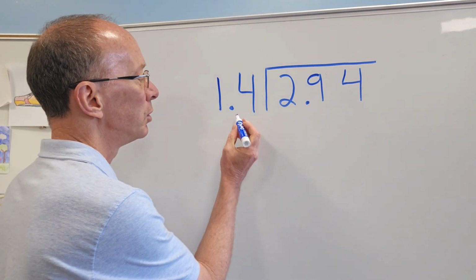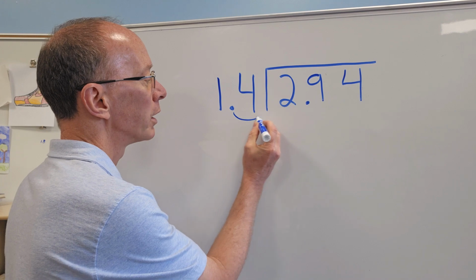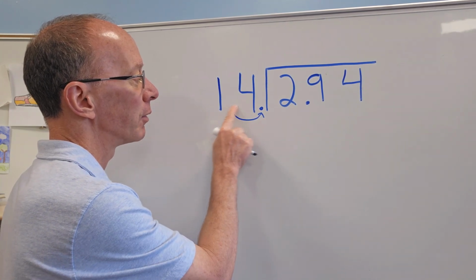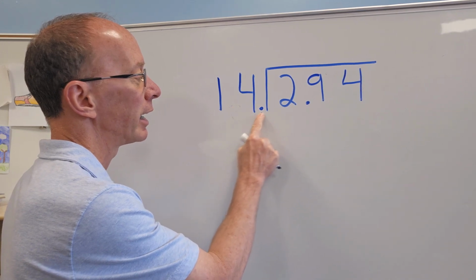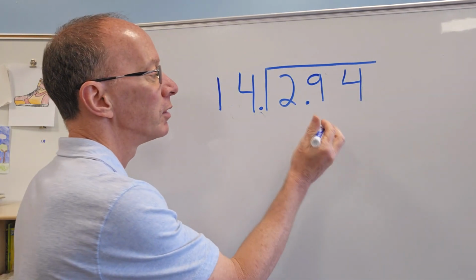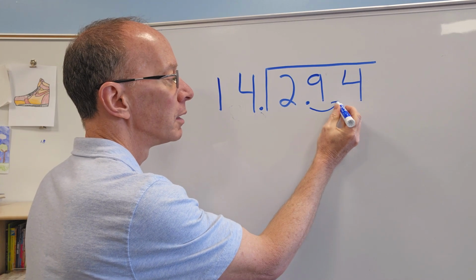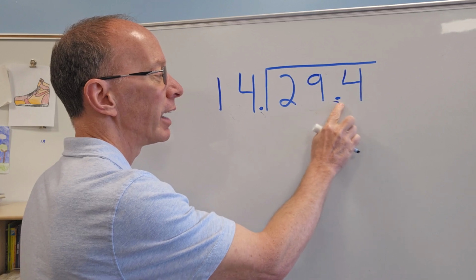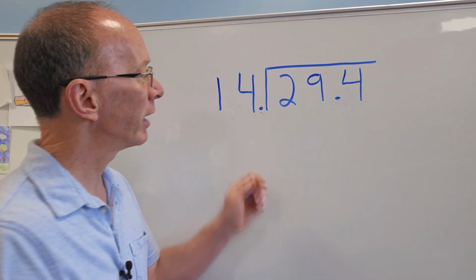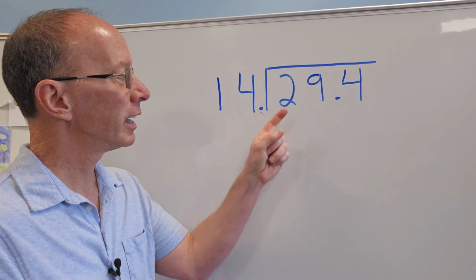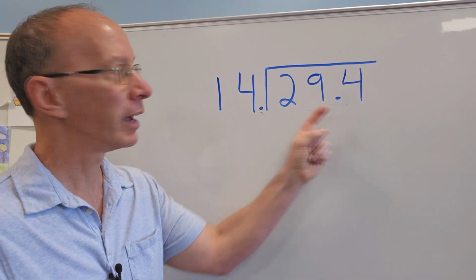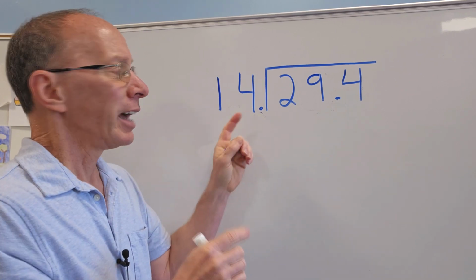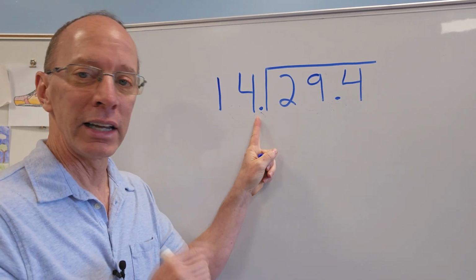So I'm going to move this one over one time, just like that, put it right here, and erase that line. I did that one time, so now I'm going to move this one over one time, put the decimal point right there, and erase the old decimal point. Now I have 14 point and then 29.4. So I have 29.4 divided by 14 point. I don't need this decimal point there anymore.